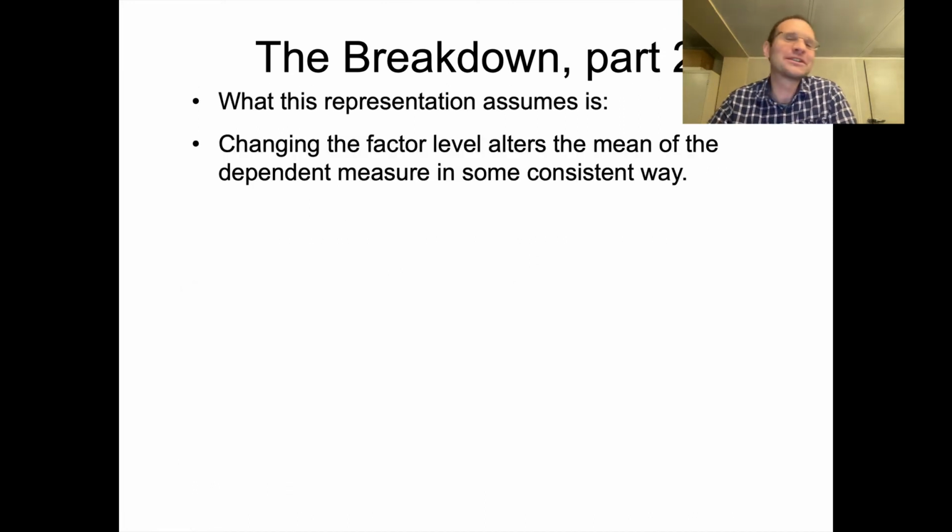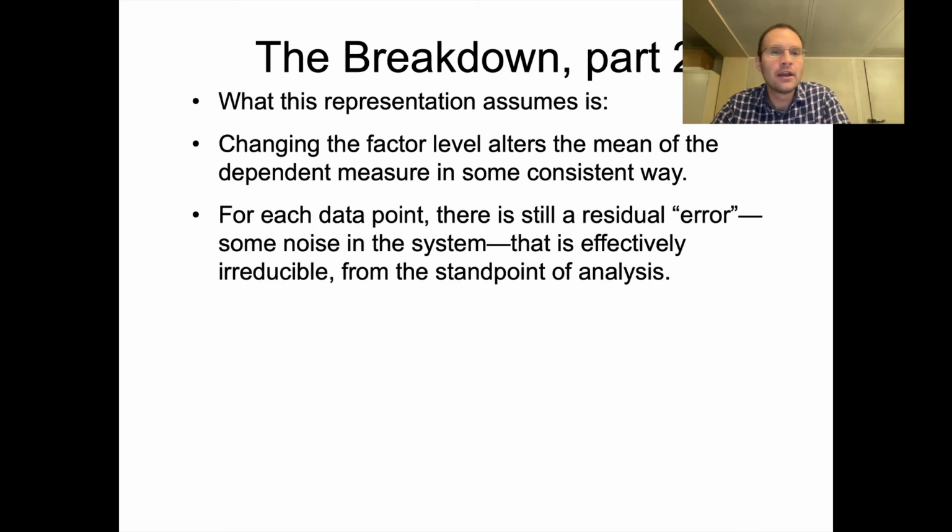So what this representation assumes is that, number one, changing the factor level will alter the mean of the dependent measure in some consistent way. That's a prediction, right? And then for each data point, there's also still a residual error, some noise in the system that is effectively irreducible from the standpoint of analysis, at least based on what independent factors we're considering. So using the factors that we're using for our predictions, we're never going to be perfect. There's going to be still some errors left over.